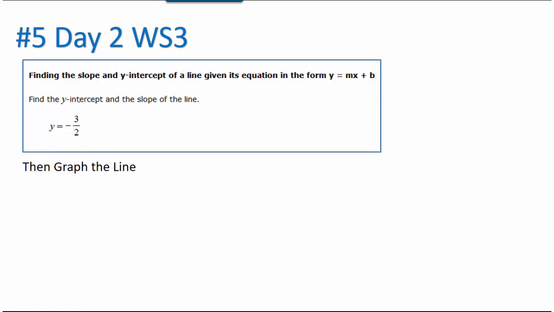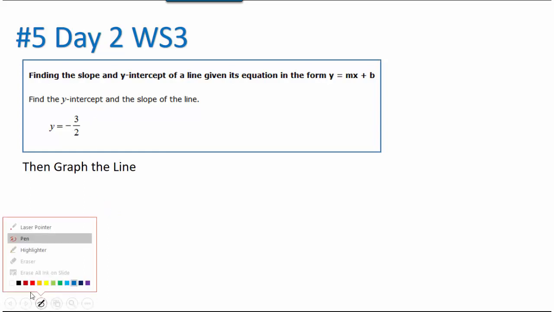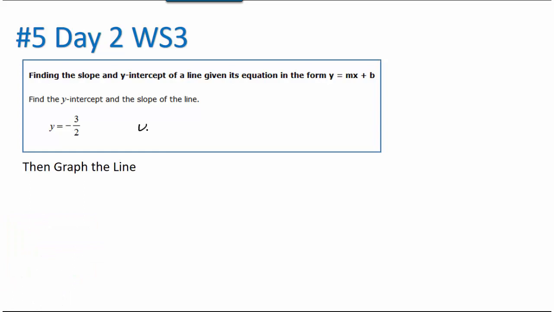Now the instructions say to find the y-intercept and the slope, and you can do this by either graphing the line first and then interpreting, or you can remember that in the case of y equals, when the x term is missing, you can think of it as 0x minus that 3/2. So that would tell you that the slope is 0 and that the y-intercept is the point 0, negative 3/2.